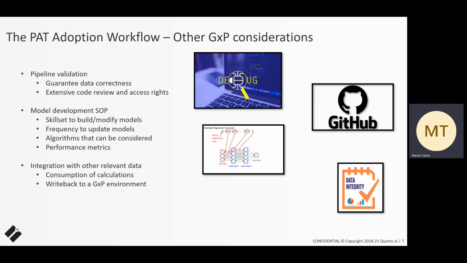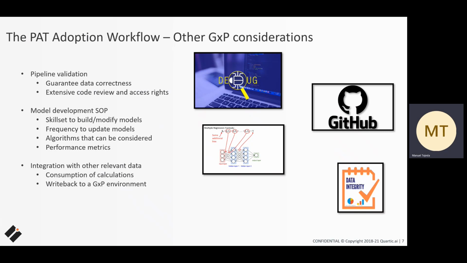become well versed in. You're going to need a model development SOP. So what skill set do you require to build and modify these models? How often do you have to update them? What algorithms can you consider? Are you going to limit yourself to linear models that are explainable, or can you explore more advanced strategies? And what types of performance metrics are required to make the different GXP decisions that you're going to make?